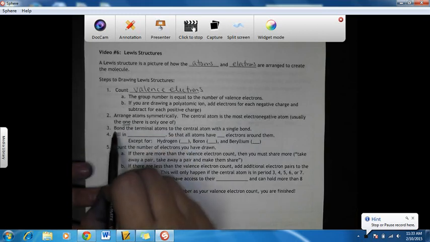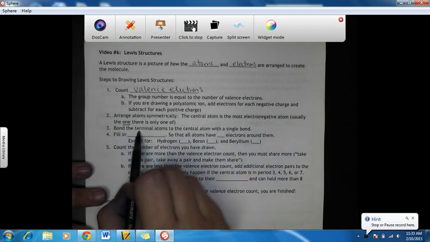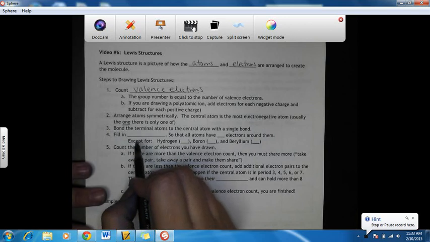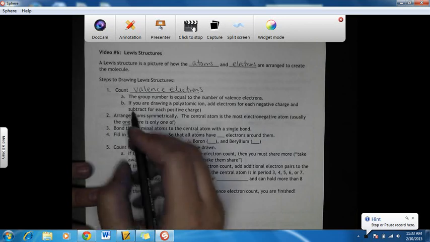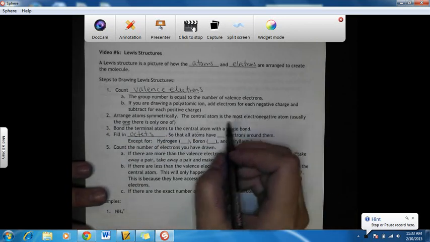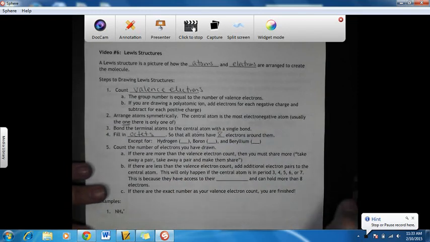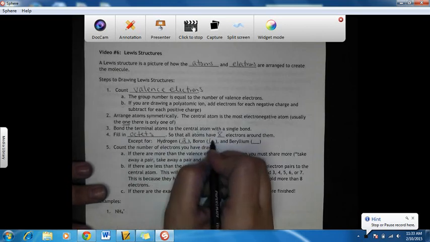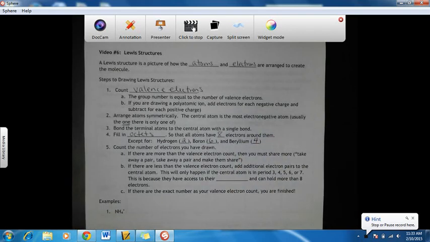Alright, we bond the terminal atoms to the central atom with a single bond. The terminal atoms are the atoms at the end. That's why they're called terminal. They terminate, right, they're at the end. And the central atom's in the middle. And then we fill in our octets. An octet is when all the atoms have 8 electrons, 8, oct, right? Except hydrogen only needs to have 2, boron only needs to have 6, and beryllium will only need to have 4. So those are our exceptions.